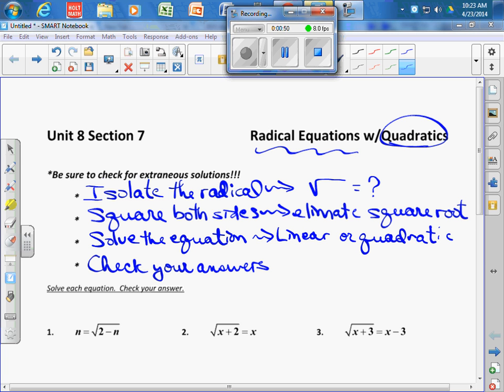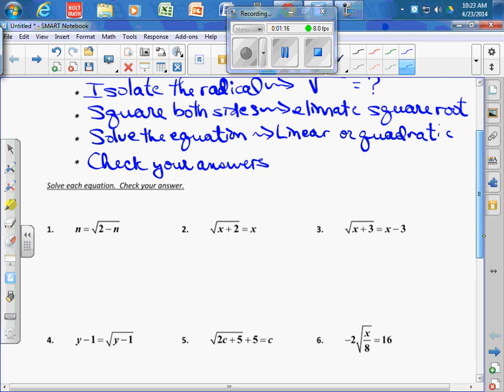And back a few chapters ago, we were already solving this kind of equation, meaning a radical equation, but those were linear equations. These are going to be quadratic. So make sure you know if you're solving a linear or quadratic equation. And then like before, we want to check your answers to make sure you don't have any extraneous solutions, meaning it looks like it should be the answer, but when we check it, it's actually not.